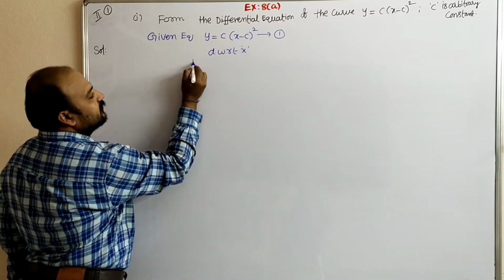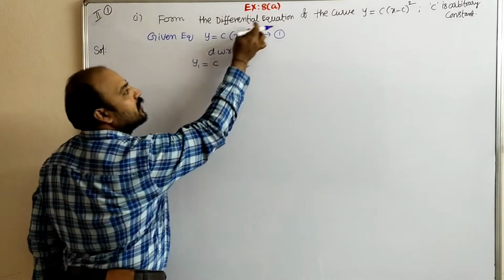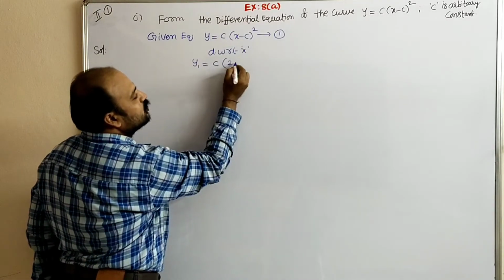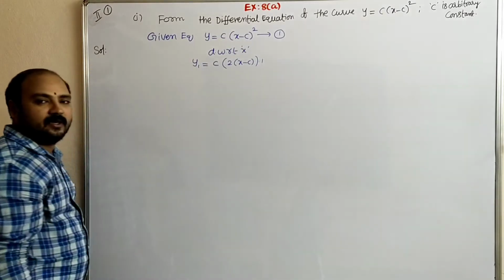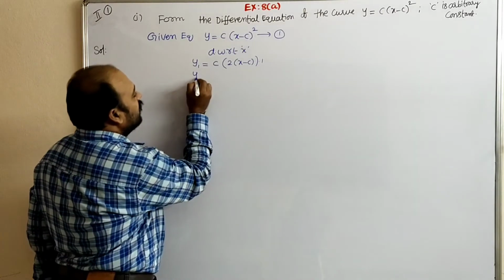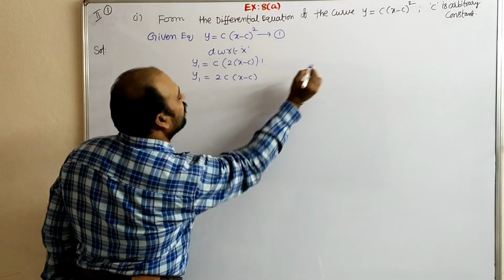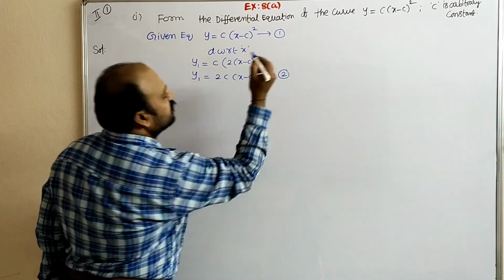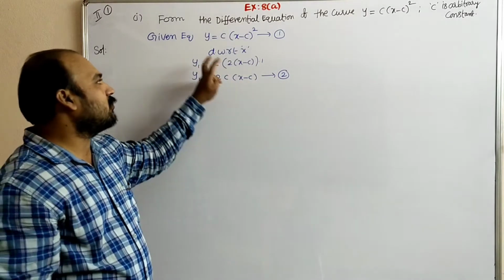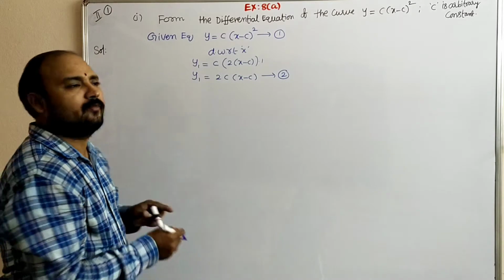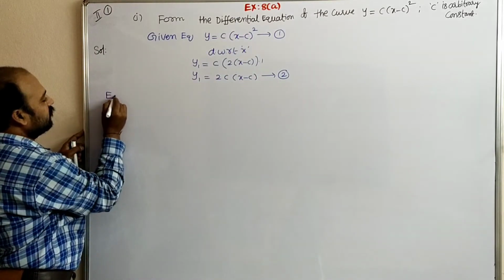y derivative is y1 equal to c, the constant you can take outside. x power n formula, n into x power n minus 1, so 2 into x minus c. Again x minus c derivative is 1. So y1 equal to 2c into x minus c. You keep it as equation number 2. Only one constant is there, so we have differentiated one time. That's all. After that, I am doing equation 2 by equation 1.